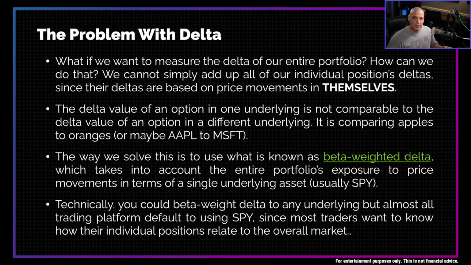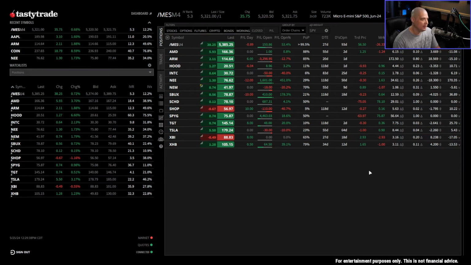So beta weighted deltas, what it does is it takes all of your options positions, all of the deltas, and compares them to a benchmark asset, in this case SPY, and that way these beta weighted deltas do in fact compare to each other. Technically, you could beta weight your deltas to any underlying asset you want, but almost all trading platforms are going to default to using SPY, because I think that's what most traders want to measure their individual positions. They want to see how their individual positions relate to the overall market, and for the overall market, most traders are comparing it to SPY.